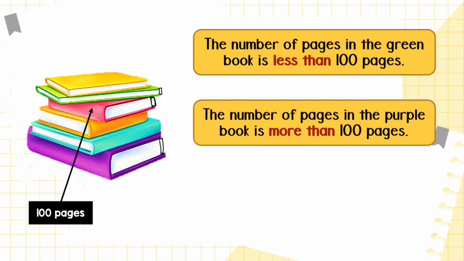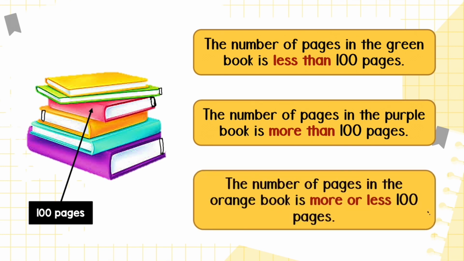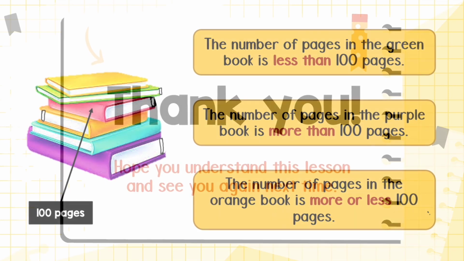Next one, we estimate the number of pages of the orange book if we compare it with the pink book. So again, this is the height of the pink book and this is the height of the orange book. As you can see, the two books roughly have the same number of pages because the thickness of the book is almost the same. So for this one, we can say that the number of pages in the orange book is more or less 100 pages. That means maybe the orange book will have about 100 pages, or more or less about 10 pages difference. That's all for today.